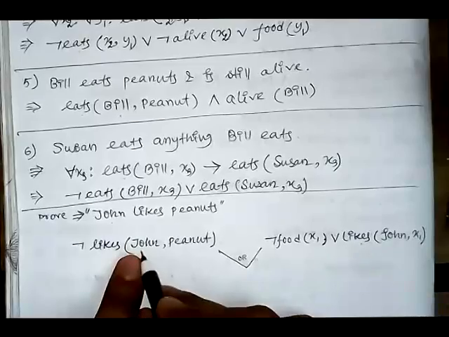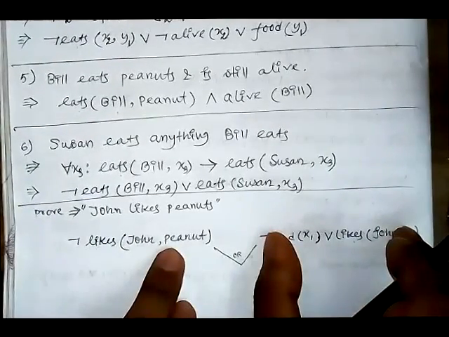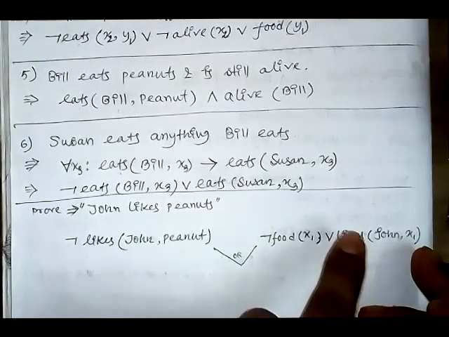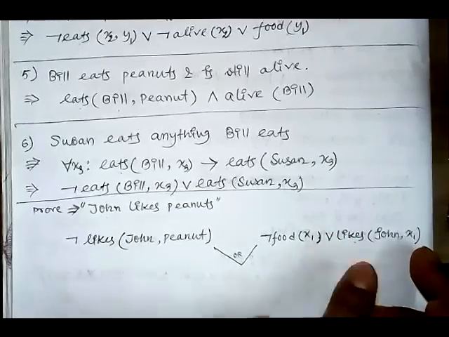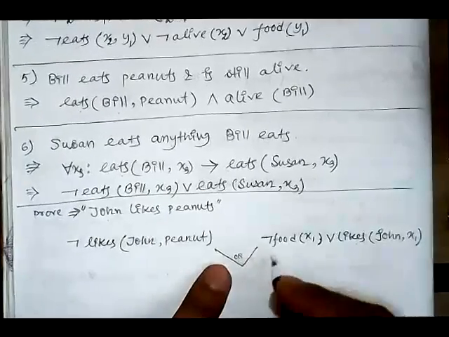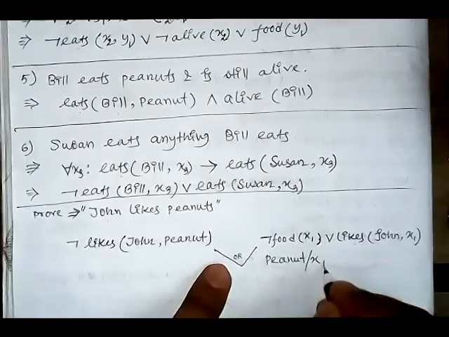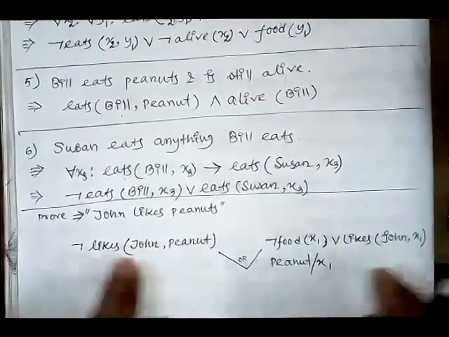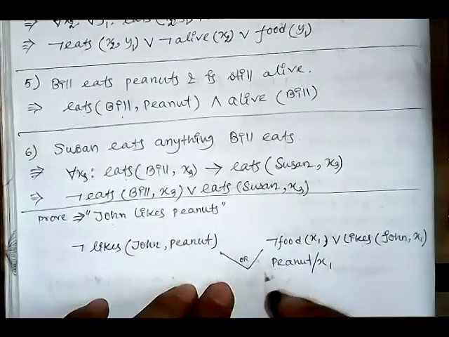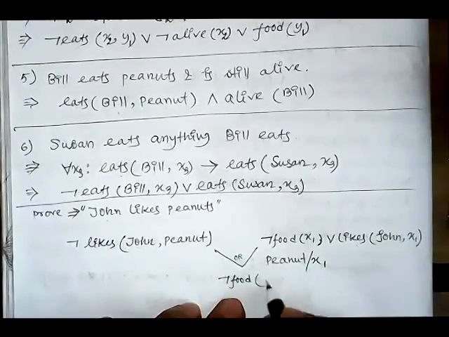But as you can see here, it is John matches, and this statement is said to be true. So for the sentence to be true, this x1 must be peanut, right? So likes and likes will get cancelled out, and what will be remaining is food. x1 means peanut.